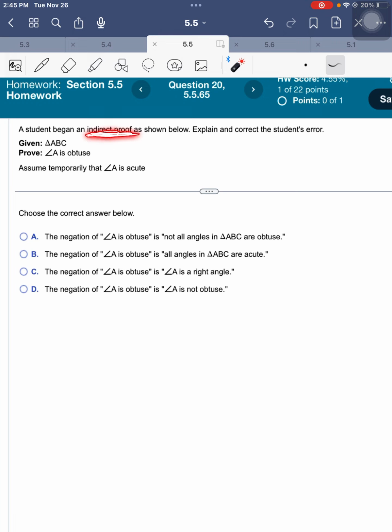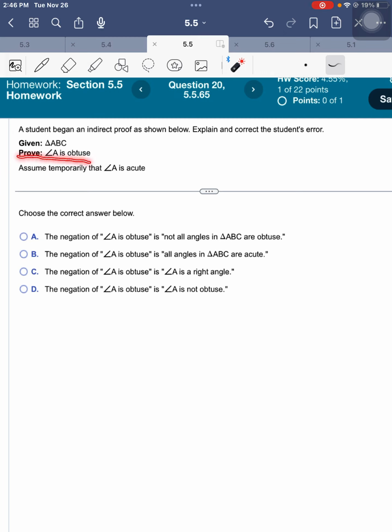Now, last question. And remember, we talked about indirect proof. What is an indirect proof? An indirect proof is a way of proving something by showing that the opposite of the statement we're trying to prove leads to a contradiction. So we take the statement we're trying to prove true, find the opposite of it, and try to prove that that's true. And what's going to happen is that a contradiction occurs. Then you know that your original statement was right the whole time.